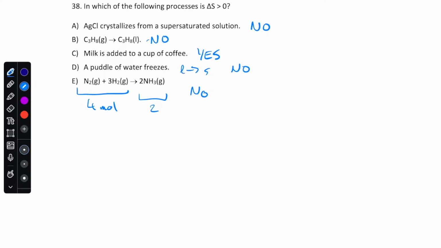This is not increasing. If you had the same number of moles of gas on each side, it might be positive or negative, but it would be close to 0. It wouldn't be very large either way. But this would be a definite large negative delta S because we're going from 4 moles of gas to 2.